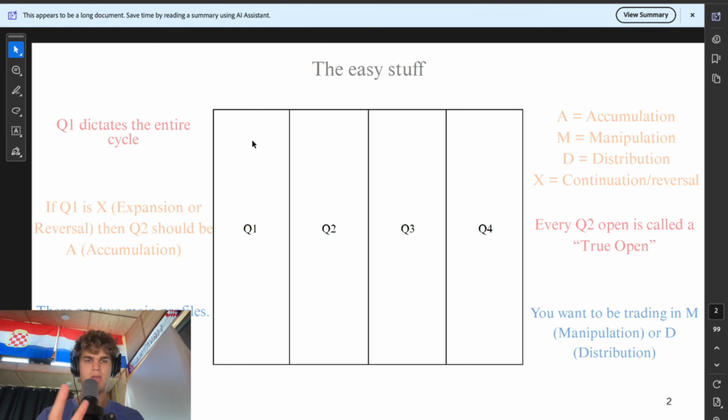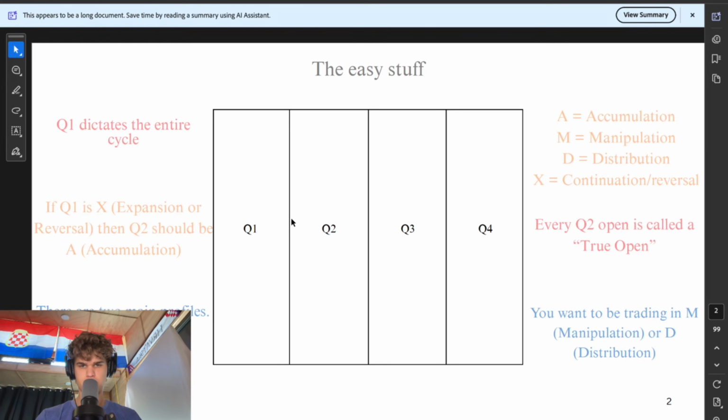The second way that quarter one dictates the cycle is that if quarter one is X, then you will likely see accumulation the next cycle, manipulation the next, and distribution in the next. But if quarter one is A, then you get the manipulation, then distribution, then X, right? Now, that says right here, orange letters, two main profiles, we covered that. AMDX, boom. So this could be A, M, D, X, or X, A, M, D. Every quarter two open is called a true open.